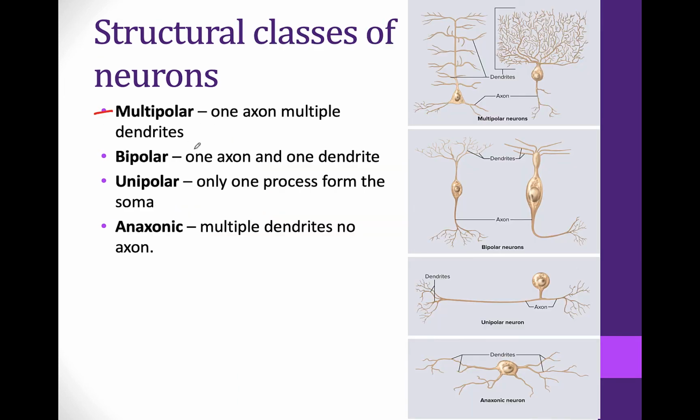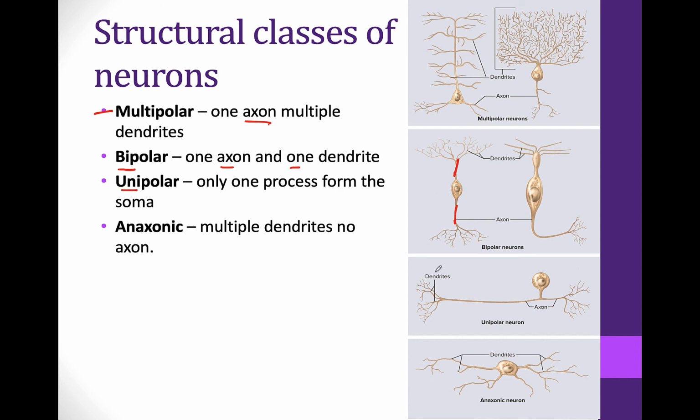So what we just saw was a typical multipolar neuron. So it's going to typically have one axon and many dendrites. And so you can see there's a couple of other shapes of multipolar neurons over here. Neurons come in other different shapes. Bipolar, meaning that it only has one axon and one dendrite. So here's one axon, here's one dendrite.